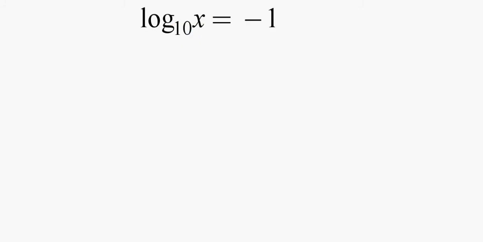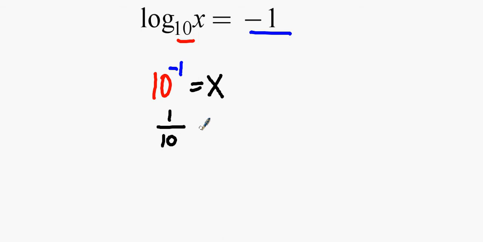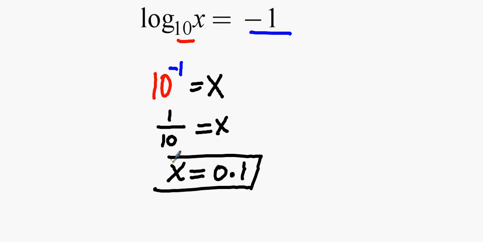Next one. Again, the base is 10. Exponent is negative 1, so 10 to the negative first power, and result is x. So 10 to the negative first is the same as 1 over 10 equals x. You can leave it like that, or if you like, you can rewrite that as a decimal. So x is 0.1 or 1/10.